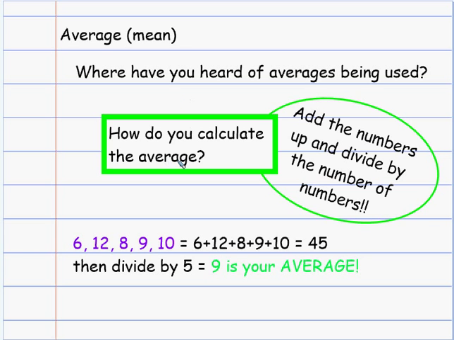And how do you calculate an average? I know you know how to do this. You add the numbers up and divide by the number of numbers. So here's your example. We have the numbers 6, 12, 8, 9, and 10. If we want the average, we add them up. Our sum is 45. We divide by 5 because there were 5 numbers, and 9 is our average.